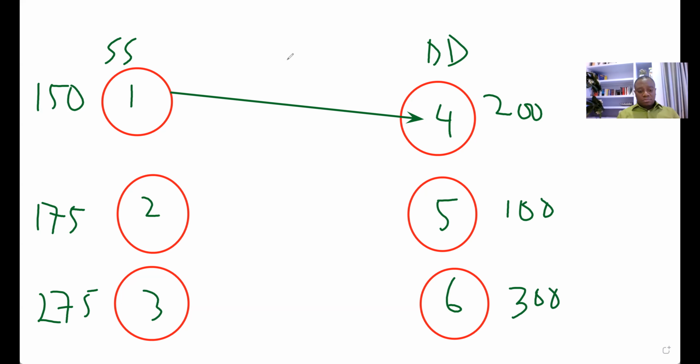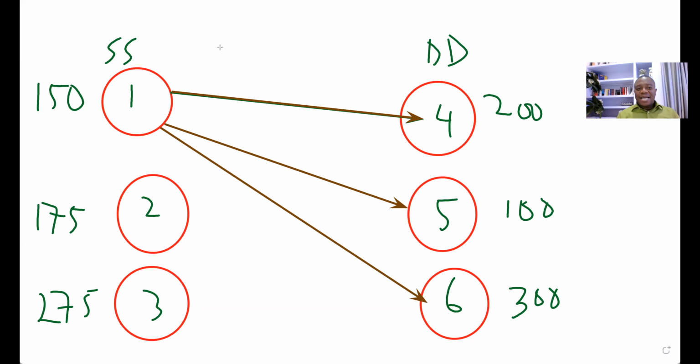Now, the arrow. The arrow is coming from node 1 going to node 4. So this is it. Once you write node 1 going to node 4, you write node 1 going to node 5. You show node 1 going to node 6. Once you've done that, quickly write the decision variables. The decision variables, attach it here.